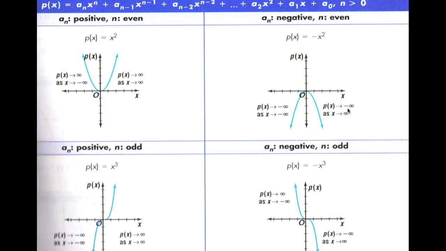Pretty obvious, though, because it's going down. Well, what if it's positive? These are your two values. Sorry about the blurry part. If it's negative odd, then it's going to look like negative x cubed. And it's just going to be opposite signs here.